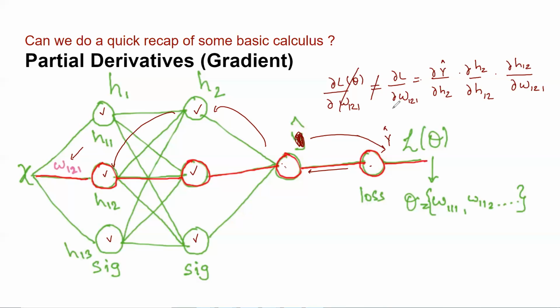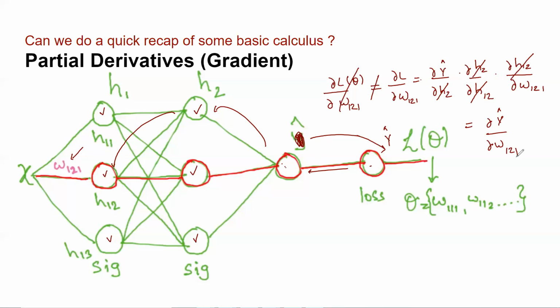You can check your chain rule also. If you see this, all these things will get cut out, and you'll just be left with y cap upon dw121.